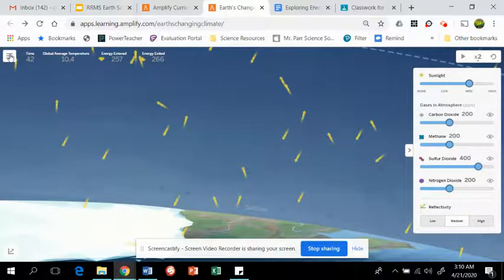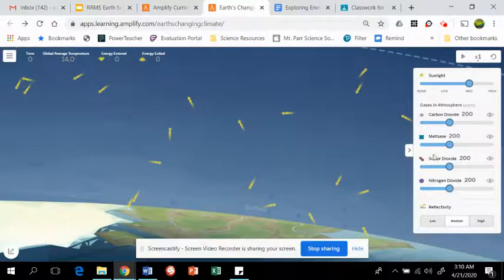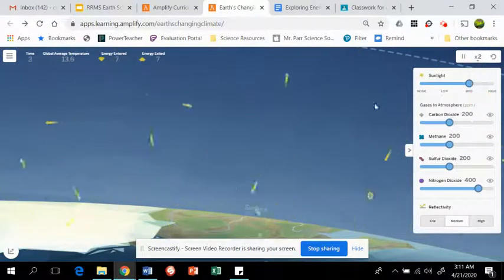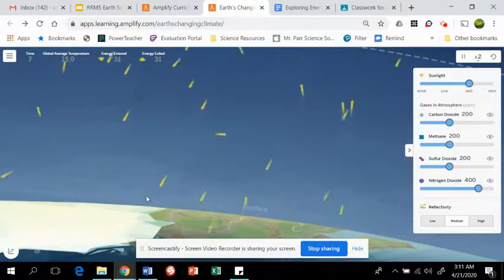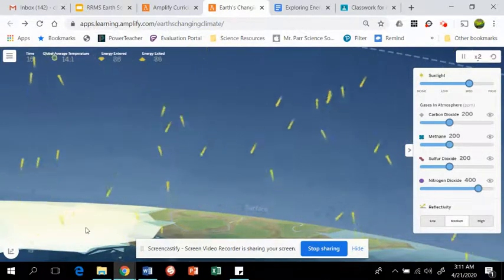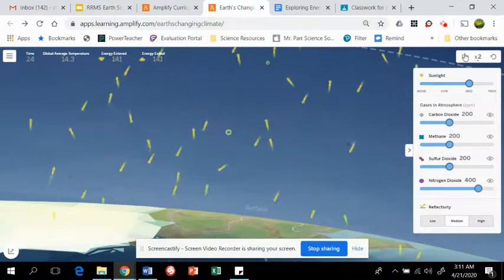All right, so I'm going to go into Earth system mode, and I'm going to reload. I have one more to do, nitrogen dioxide. I'm going to set it at 400, just like I did the other ones. Take a look at the ice. I'm going to press play. I'm going to do double. Whoa! What do you know? It did the same thing as with sulfur dioxide. The ice got larger. It grew. It increased. Any of those words work.